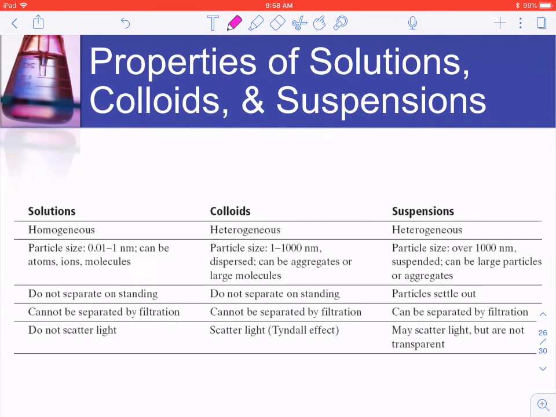You have a table that looks like this. It's a nice approximation of different solutions, different colloids, different suspensions. Remember, we said that particle size is a really important way to distinguish between these. Homogeneous and heterogeneous is another good way to distinguish. So thinking about these different properties in the table are good ways for us to kind of sift our way through that flow chart that we've seen many times and figure out what type of substance we're talking about.